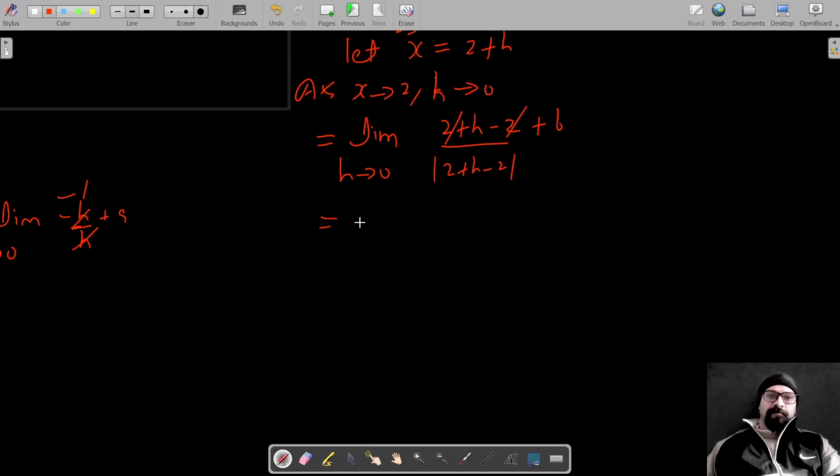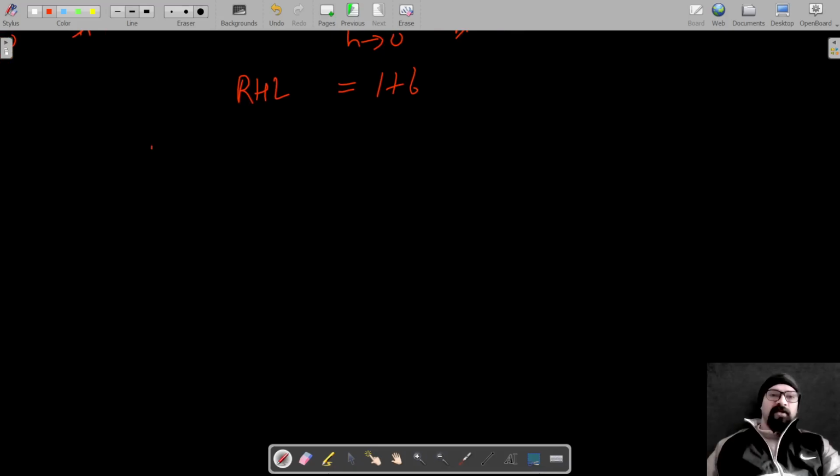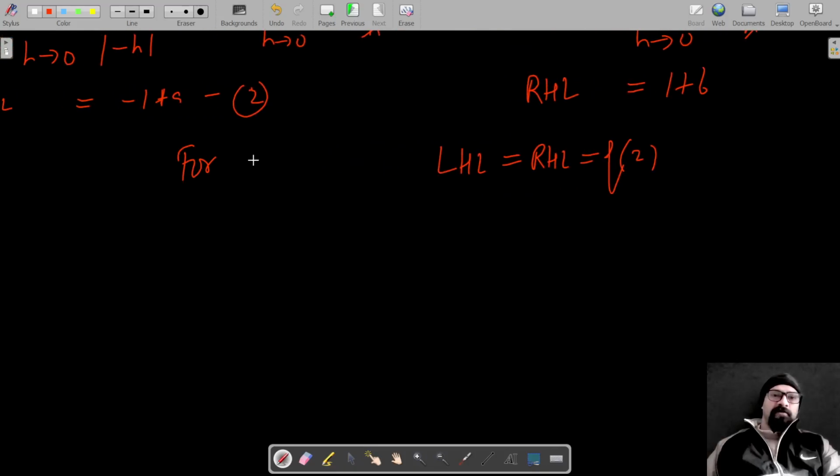Okay, so this is now the limit as h tends to 0. We have h upon modulus of h, which is 1, plus b. Now taking the limit gives me 1 plus b. So this is the right hand limit. Now here the left hand limit is equal to the right hand limit is equal to the value of the function, and this is the condition for a continuous function.